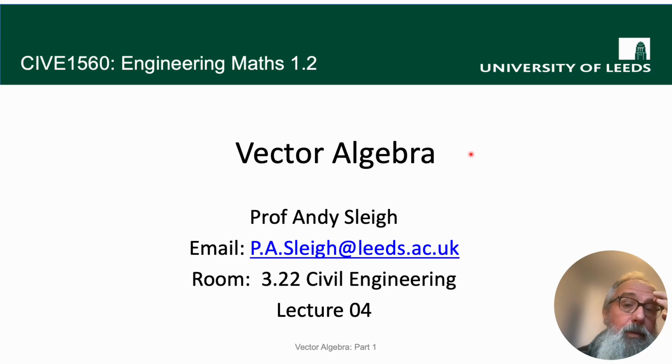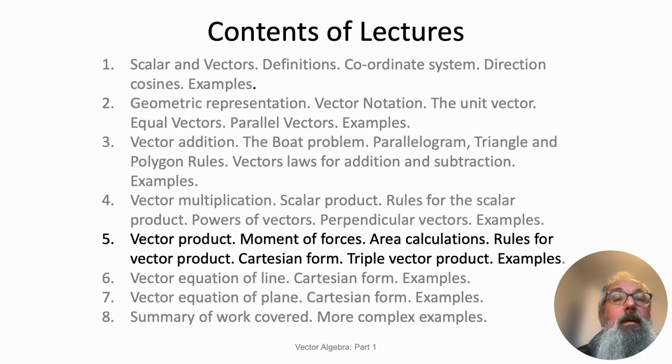Okay, I'm going to go through lecture 4 on vector algebra. Here's the content of all the lectures. We're now up to vector product. This is the second type of doing multiplication with a vector. And we'll see that we'll be able to calculate moments of forces and areas for two examples.